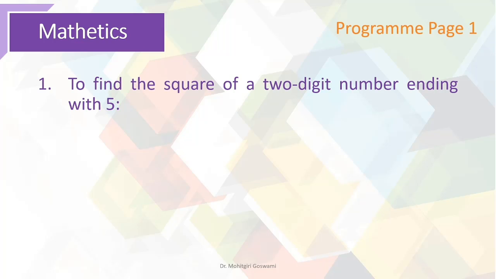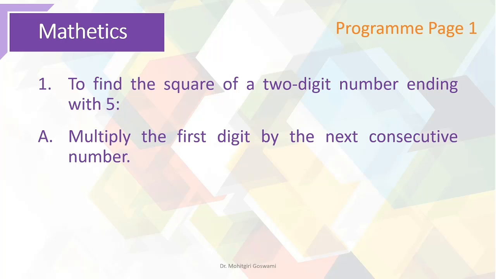We will go here with the inductive approach. So we will go with the examples first and then we will go with the theory. We are having frames for a mathematics program to understand the square of 2-digit numbers ending with 5. Our first frame is to find the square of a 2-digit number ending with 5. These are the steps which you have to follow to have the answer.